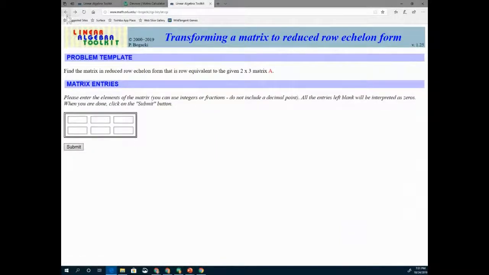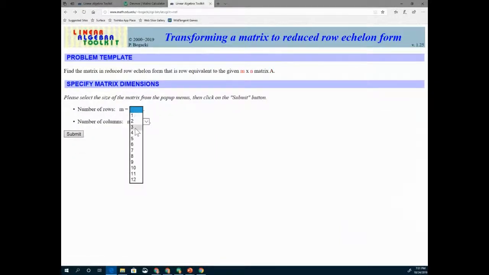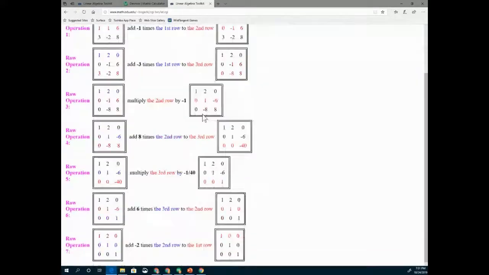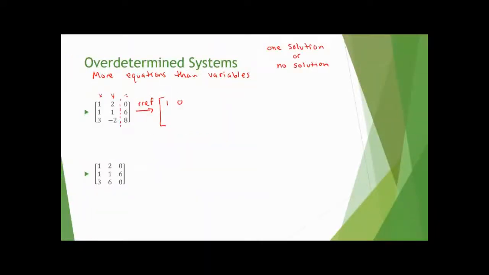So I got to hit back again because now I have 3 rows and 3 columns. That is a square matrix. I'm going to type in my numbers, and just trust me that these are the correct values for the first example that I have. Then I'm going to hit submit. Okay, now I'm going to scroll to the very last, and now we get ones in the diagonal, 0 everywhere else. So this is the identity matrix. We get 1, 0, 0, 0, 1, 0, 0, 0, 1.